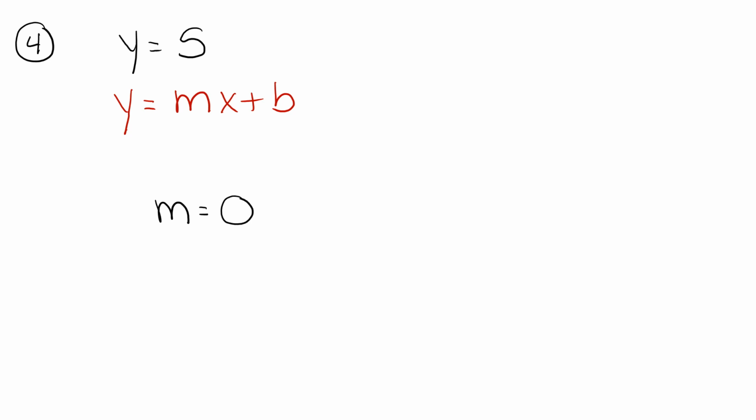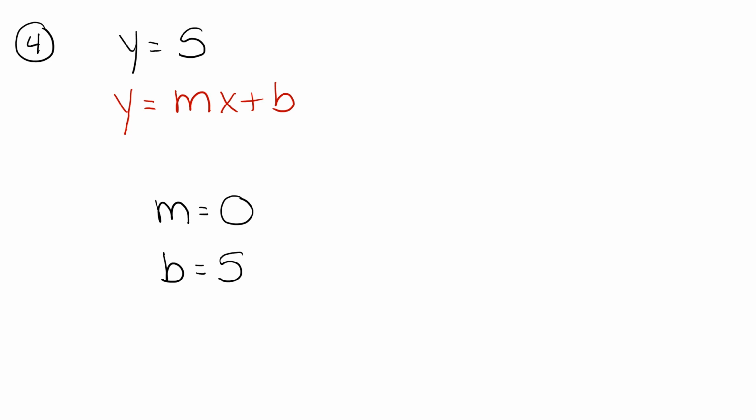For number four, you're given the equation y equals 5 and asked to find the rate of change and initial value. We're referencing the slope-intercept form equation y equals mx plus b. You should see that there is no x value, so therefore there is no m value. M and x are always side by side, and since there's no x, there's no m, so m is 0. The only thing that is in the equation is the number 5. It's a positive 5.